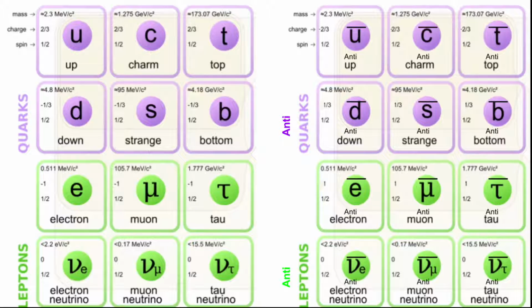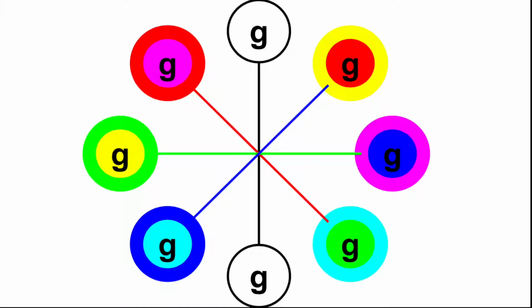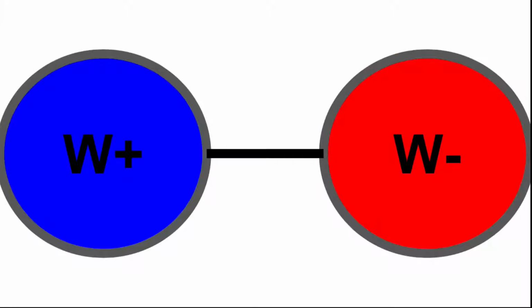Bosons don't really have antiparticles. Photons and Z-bosons are their own antiparticle. There are 8 types of gluons, and each type is the antiparticle of another. The W boson has 2 types, positive and negative. The positive W boson is the antiparticle of the negative one. Finally, the Higgs boson, being such a recent discovery, doesn't have a discovered antiparticle.